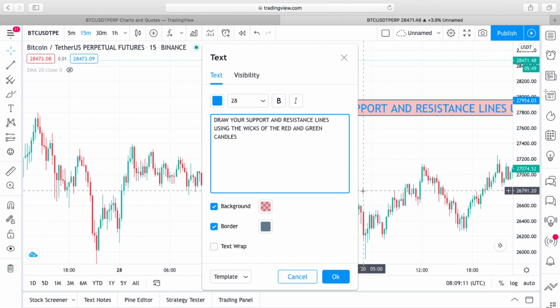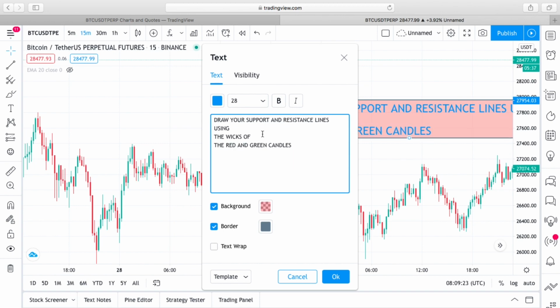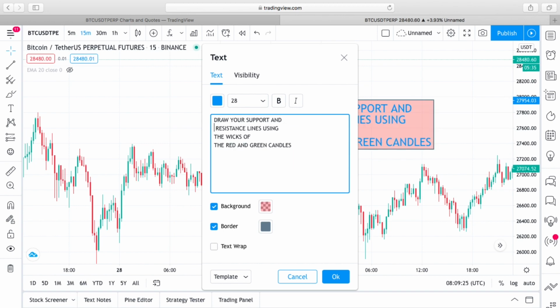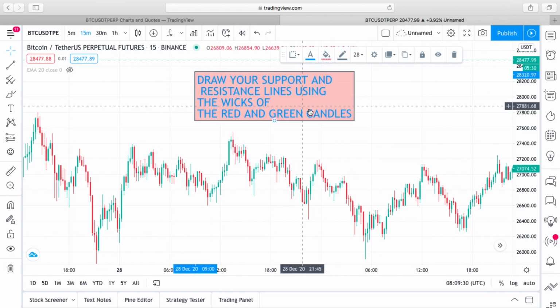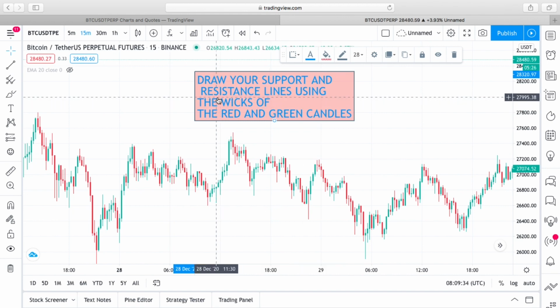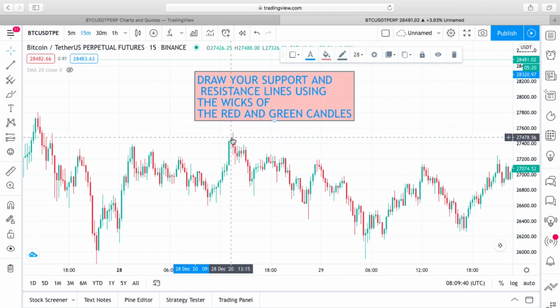So I say draw your support and resistance line using the wicks of the red and green candles. Very important, because if you do not do this, you are just simply, I would just have to do it like this so you can all see it very easy. So this is it. Look at this, very important. I say draw your support and resistance lines using the wicks of the red and green candles. I explain what a wick is. A wick is this tiny, tiny line.